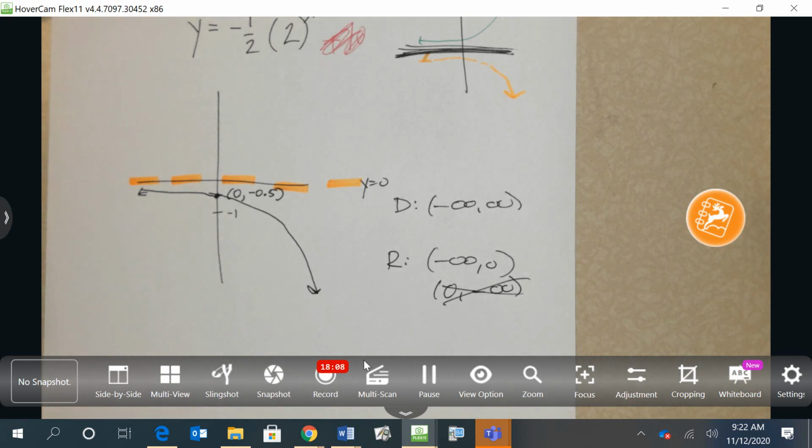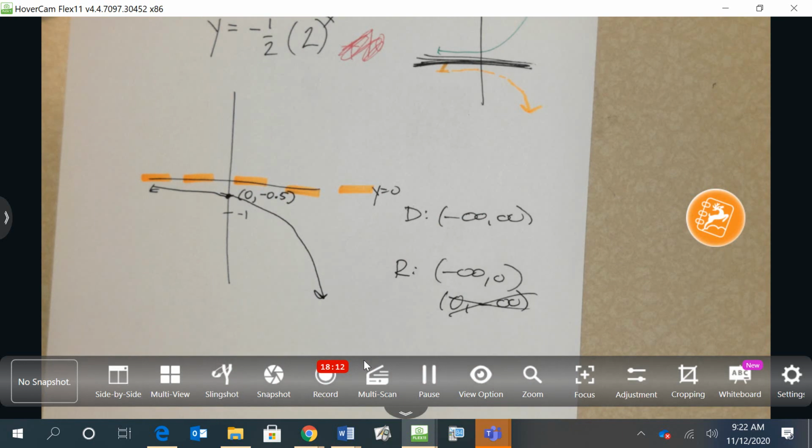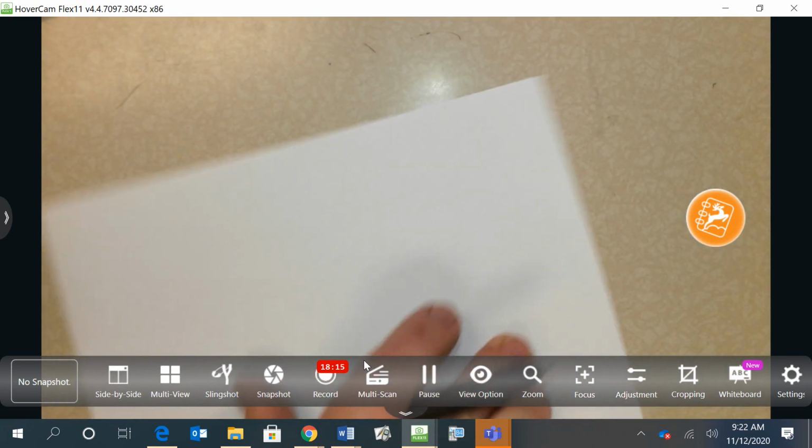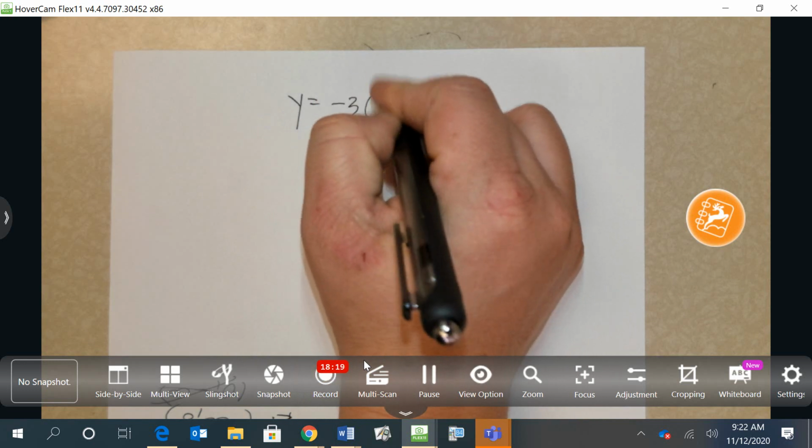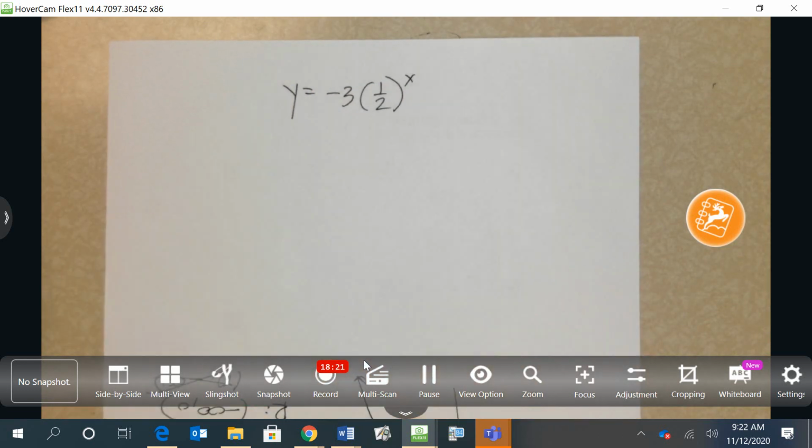Okay. Give me a second. So I've done all 4 of those. I'm going to have you practice this one right now. And I'll give you a minute or so to carry out those 4 tasks: y-intercept, equation of asymptote, sketch, and then domain and range.